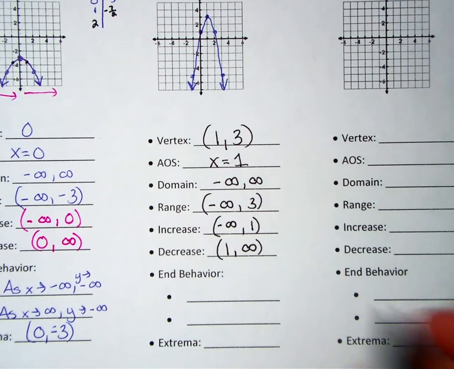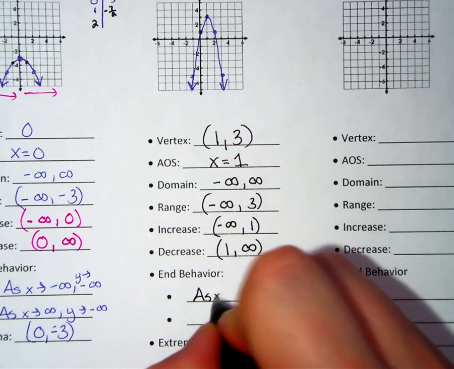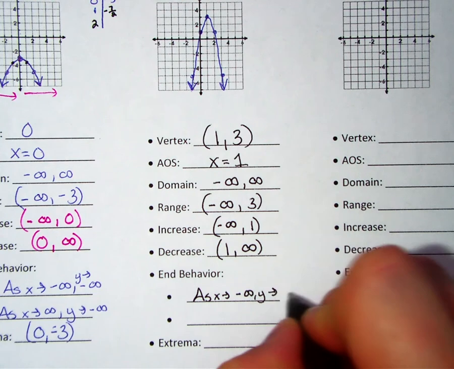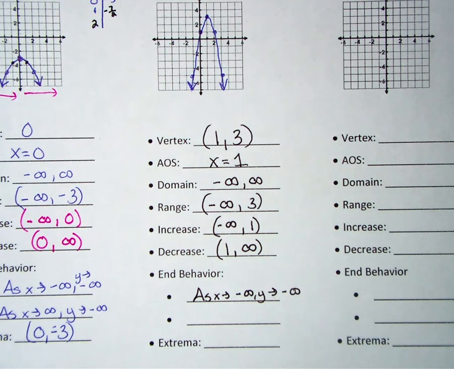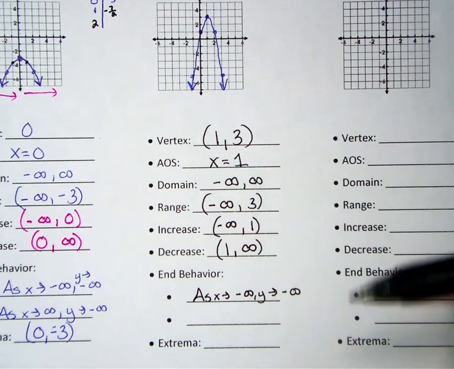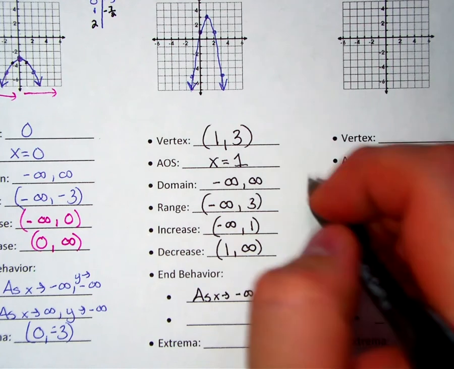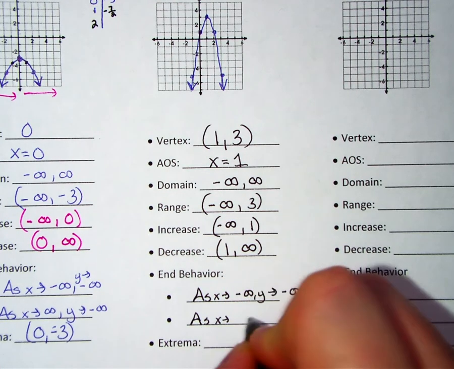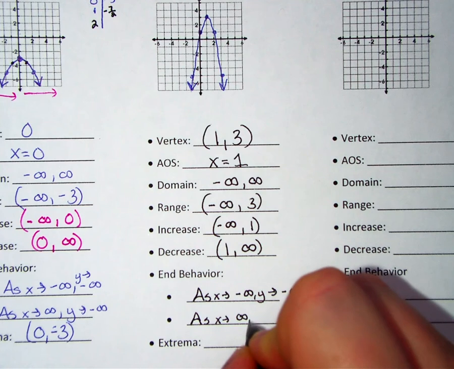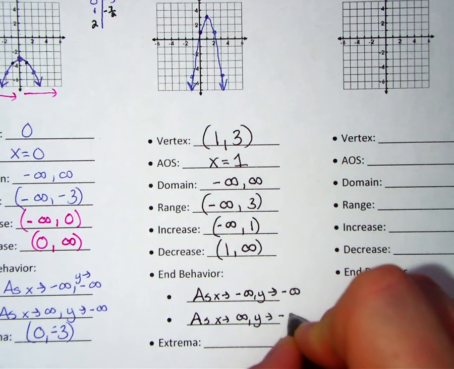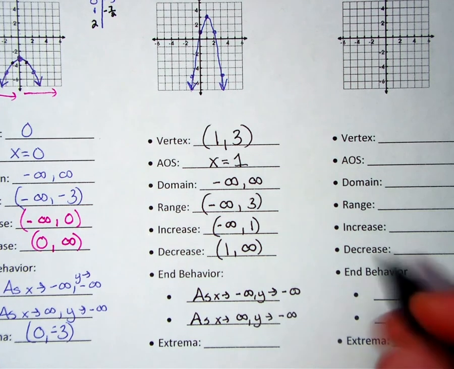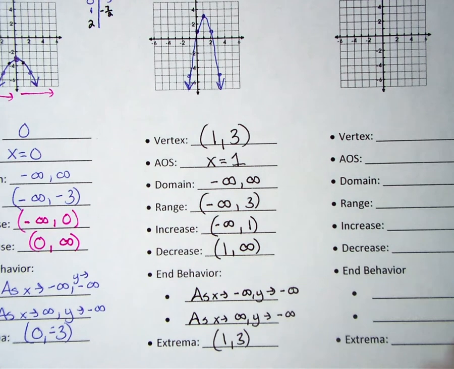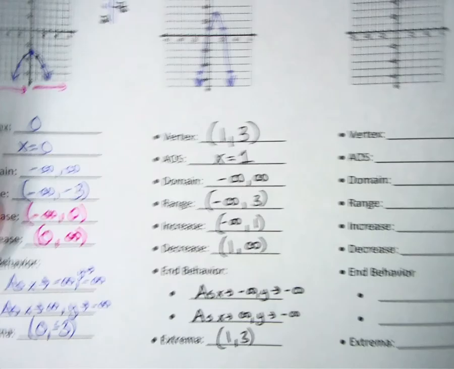End behavior. As x approaches negative infinity, y approaches negative infinity. So again, as my x's go further to the left, my y's are going further down. As my x's go further to the right, my y's are going further down. So that will also be as x approaches infinity, y approaches negative infinity. The extrema, again, we're going to continue to list as the value of the vertex, 1, 3. You'll learn more about that when you start getting into graphs with more than one curve.